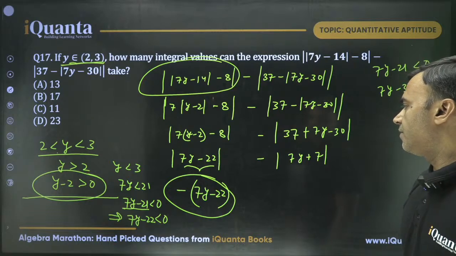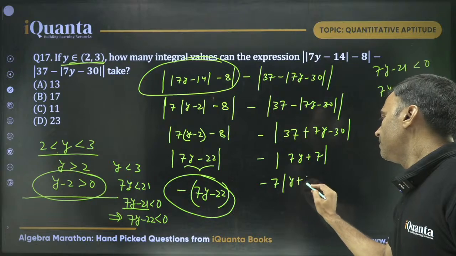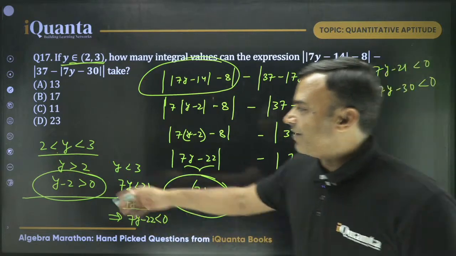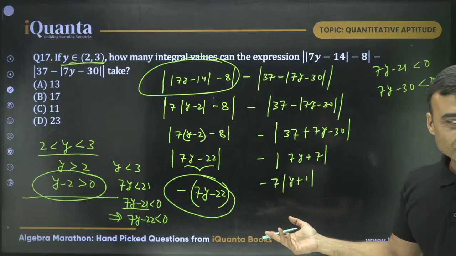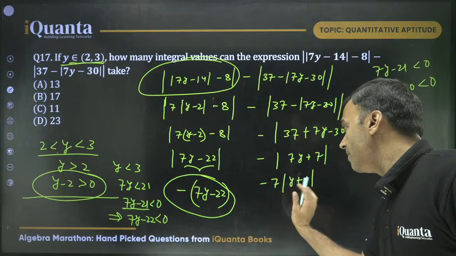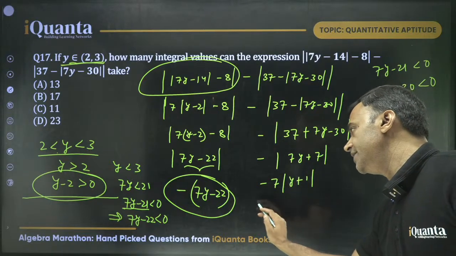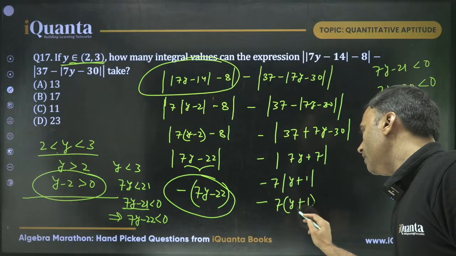Perfect. 7y plus 7. 7 common निकल रहा है तो 7 into y plus 1. ये तो और भी आसान है. If y is between 2 and 3, definitely y plus 1 will be positive. ठीक है. तो ये बन जाएगा. Now remove modulus, it will remain as it is. So now no change. No change means as it is. So minus 7y plus 1.